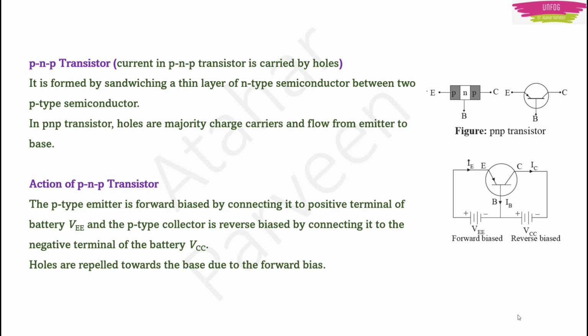And then here the emitter is P, right? That is connected to the positive terminal of the battery. That means it is forward bias. And in the collector region, the collector is P, right? It is connected to the negative terminal of the battery. That's why it is reverse bias. So much you can remember.